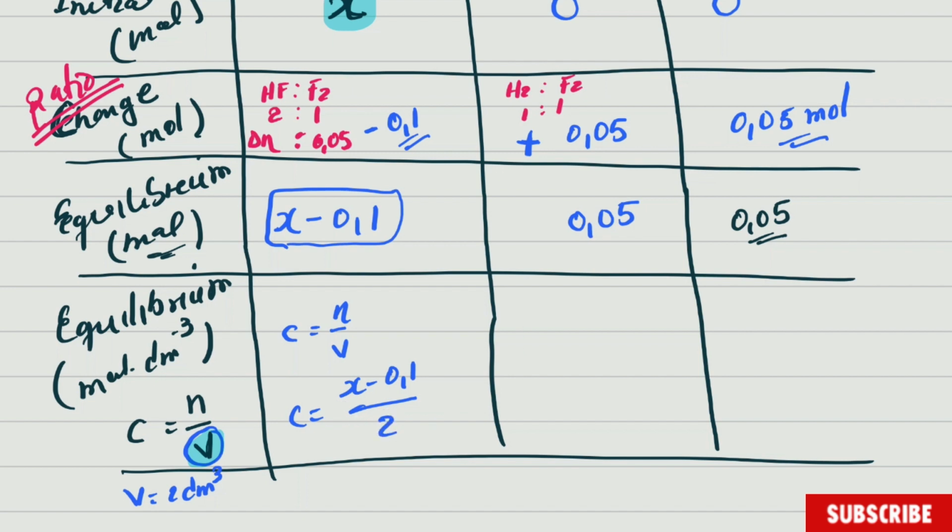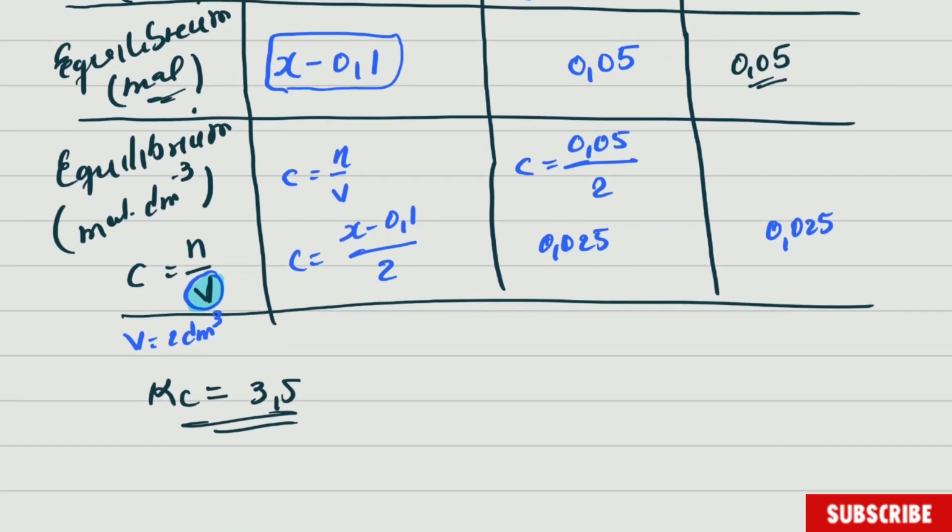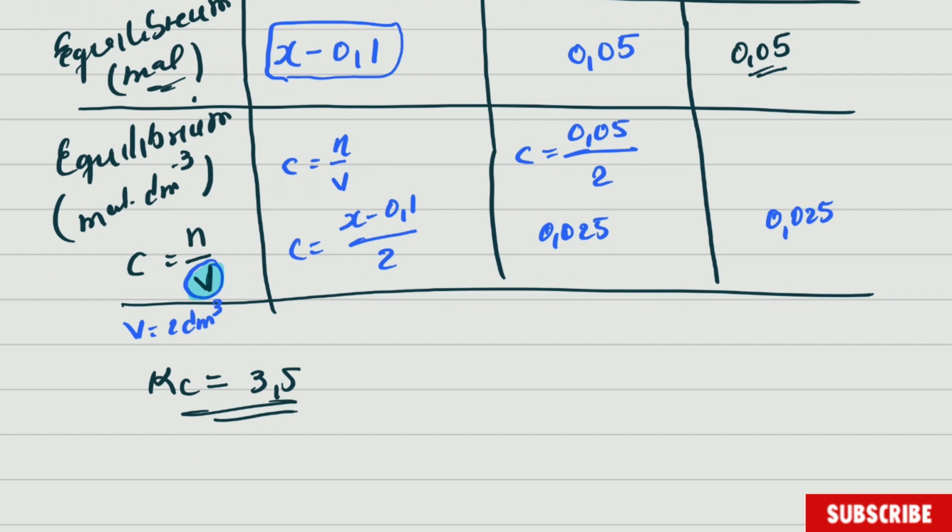We go to each of them and repeat the question here. Concentration is equal to 0.05 divided by 2, and you get 0.025 in each case because it's the same number, 0.025. Guys, the table is completed. We still have to look for X, so that is when the Kc comes into play here.